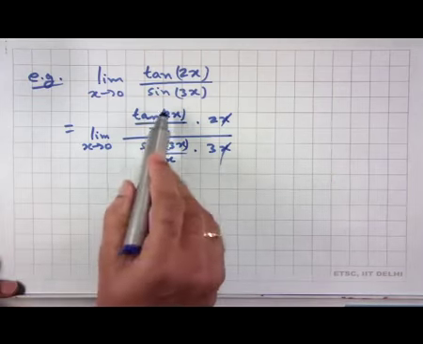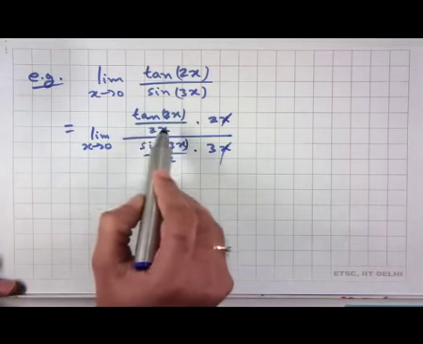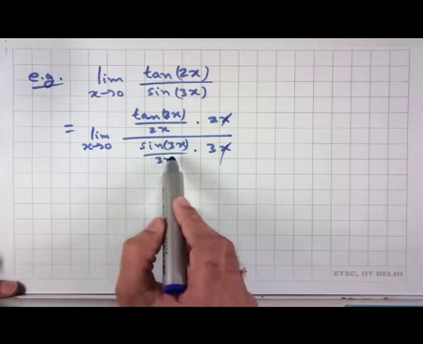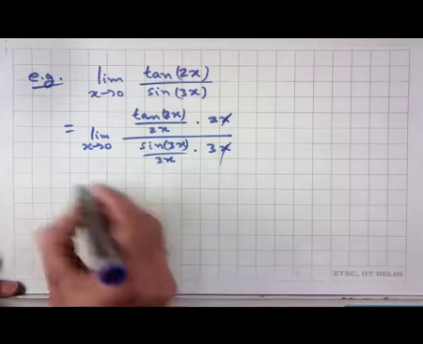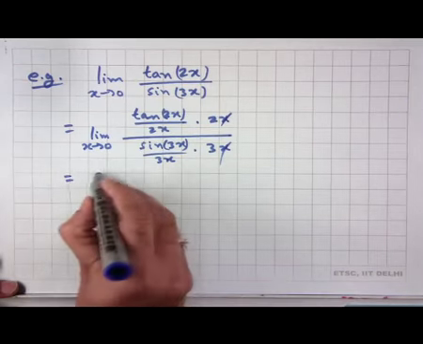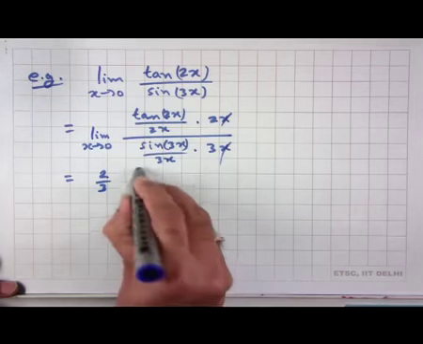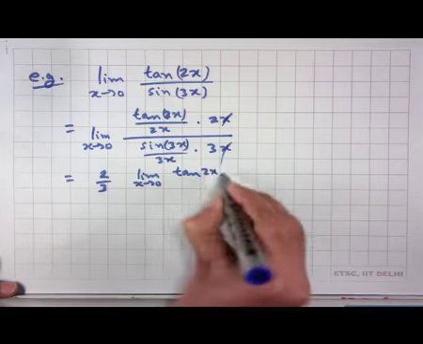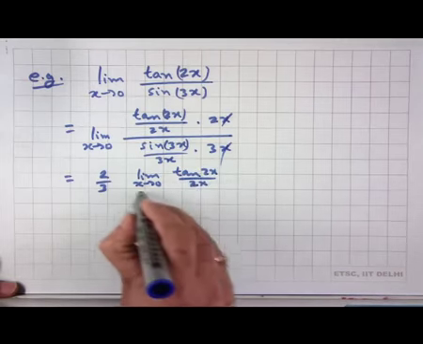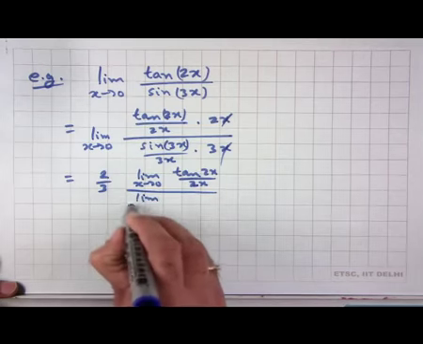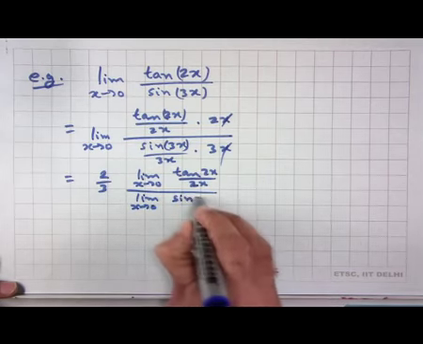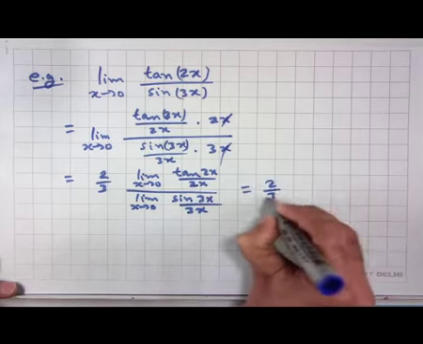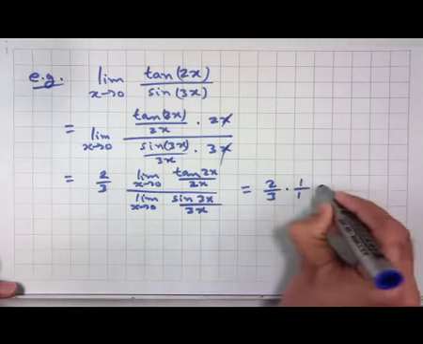Then we know the limit of tan y by y as y approaches 0 is 1, and the limit of sin y by y as y approaches 0 is also 1. So this is equal to, the constant can be taken out from the limit, 2/3 times the limit as x goes to 0 of tan 2x divided by 2x, and then divided by the limit of sin 3x divided by 3x. We have seen that both the limits are 1. So this is equal to 2/3.